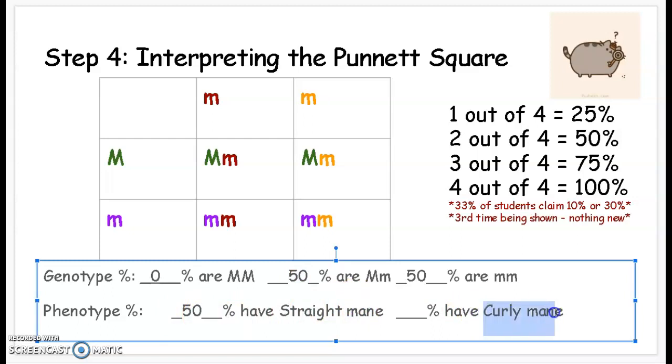Curly mane is a recessive trait. So, only homozygous recessive will have curly manes. And so, 50% of them have curly manes. And right there, that is how you interpret the Punnett square.